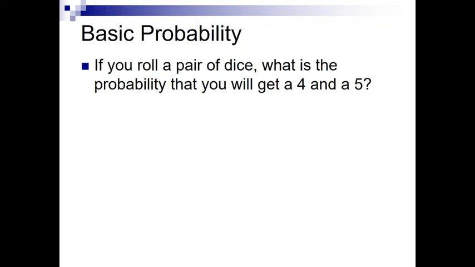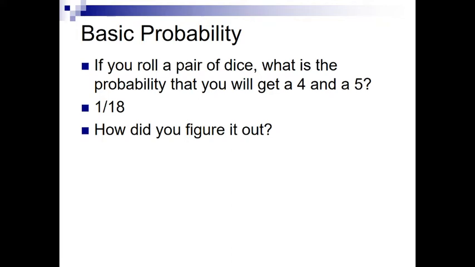Okay, so now let's think of a slightly more complicated case. If you're rolling a pair of dice, what is the probability that you'll get a 4 and a 5? Notice that I didn't specify an order here. We have 6 possible outcomes on each die roll. So that means there are 36 things that can happen. 2 of them meet our conditions, and so the probability is 1/18. And I just said how I figured it out. You might want to just pause and think about whether that made sense to you.